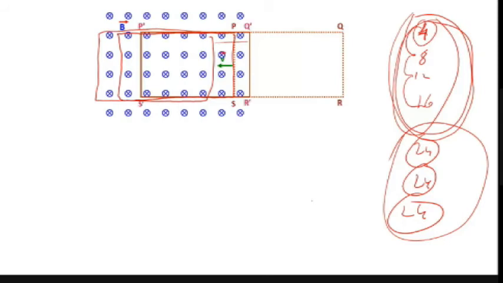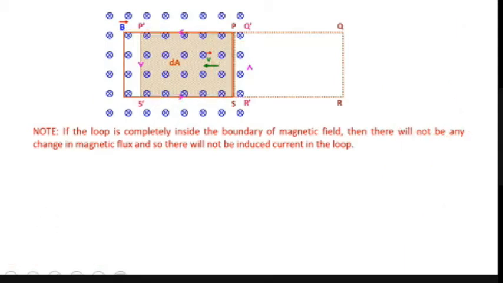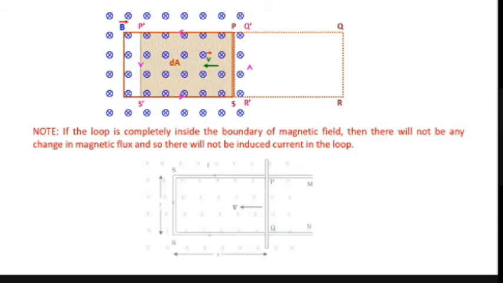That's all. So here, the important point to note is that if the loop is completely inside the boundary of the magnetic field, then there will not be any change in magnetic flux associated. So once it is completely inside the boundary, and if the coil starts to move again, then there will not be any further increase in the magnetic field. Now, again we want to change the area. How can we change the area? For that, we will take some other arrangement.